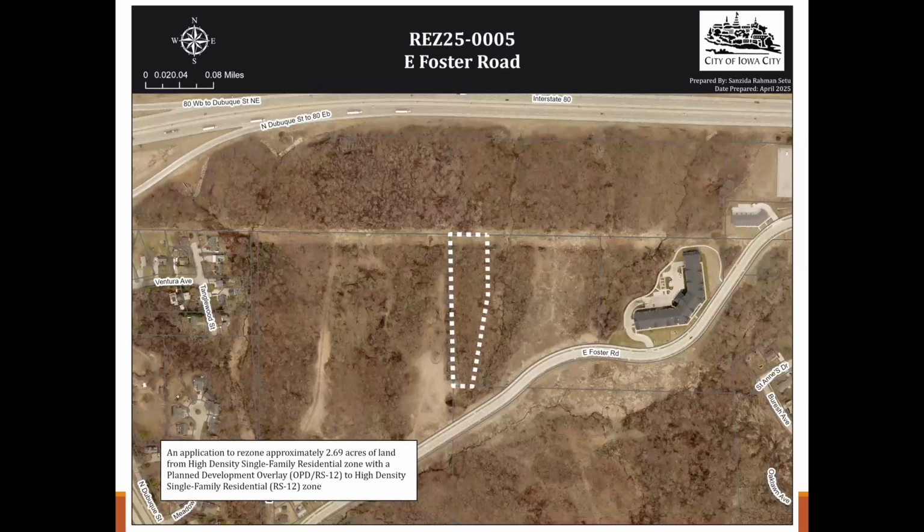On the screen, you can see an aerial image that shows the location of the subject property. This subject property lies just north of East Foster Road and is currently a part of Lot 4 in the Forest Hill Estates subdivision. The adjacent property to the west and land south of East Foster Road are currently vacant and have not yet been subdivided. Then to the east, there is multifamily residential.